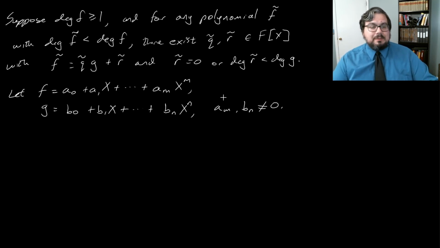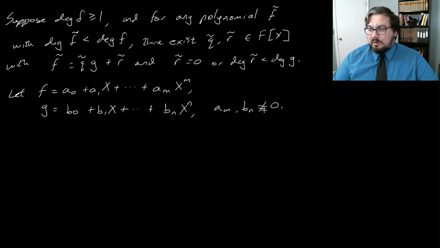We're guaranteed to be able to do this since the degree of f exists. It's not the 0 function, or the 0 polynomial, I should say, and by hypothesis, g is not the 0 polynomial, and so in particular we can write them both this way, am and bn. In particular, this m here is the degree of f that we've assumed is greater than or equal to 1.